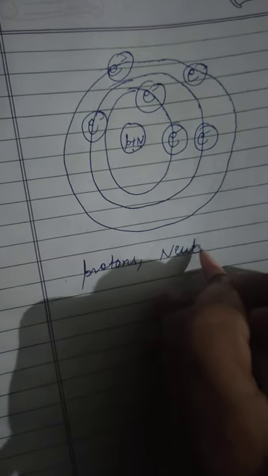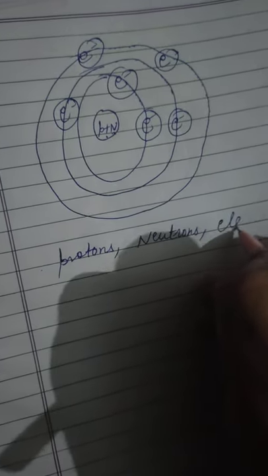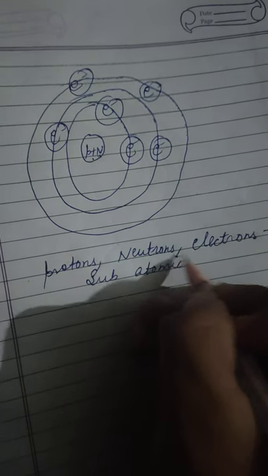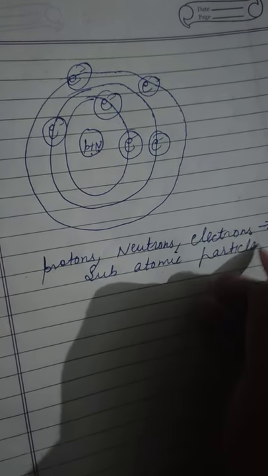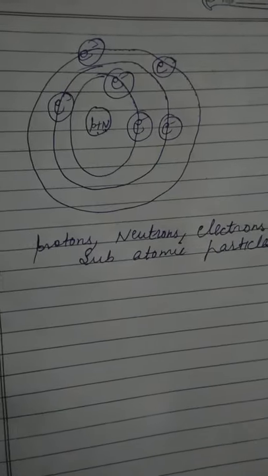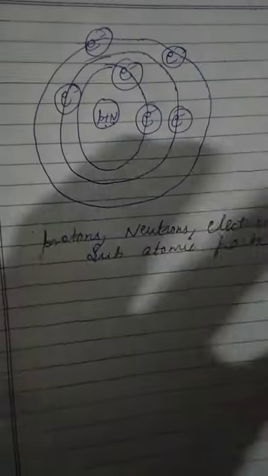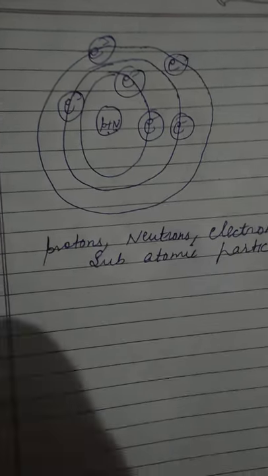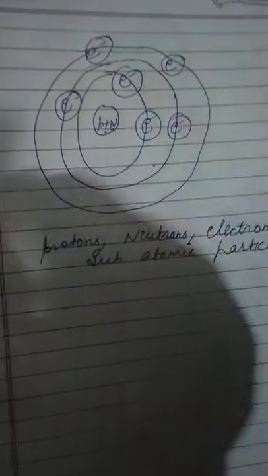And all these protons, neutrons and electrons, we call them subatomic particles. And that makes the whole structure of the atom. We know that every matter, either solid, liquid or gas, has an inner structure. What is that inner structure? It is the atom.